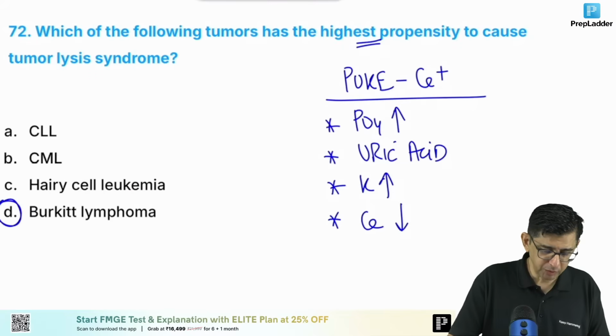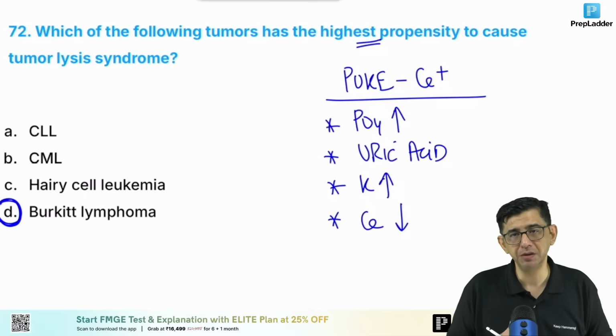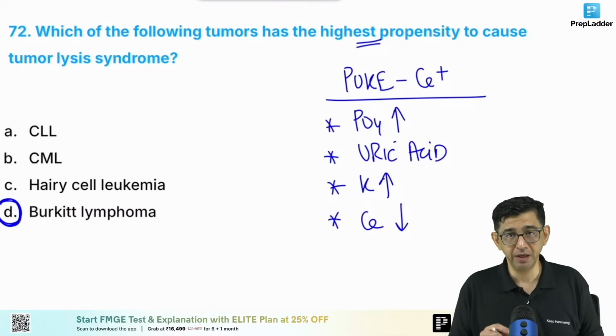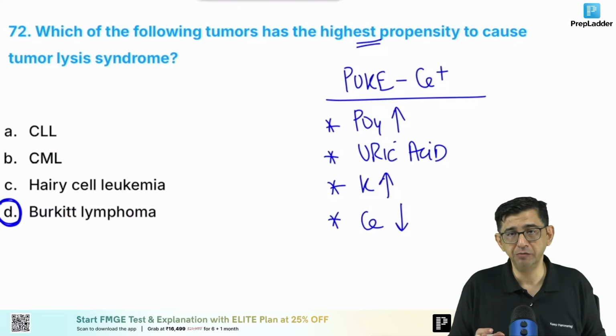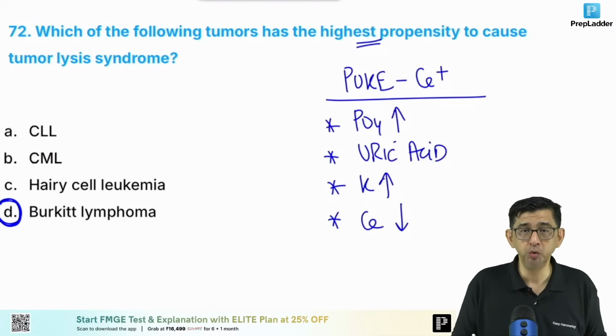The tumor which is most aggressive, most prone. This is a repeat question of your paper. The question said which cancer has the highest propensity. So Burkitt's lymphoma has the highest metabolic rate. The tumor doubling time is a huge 24 hours.